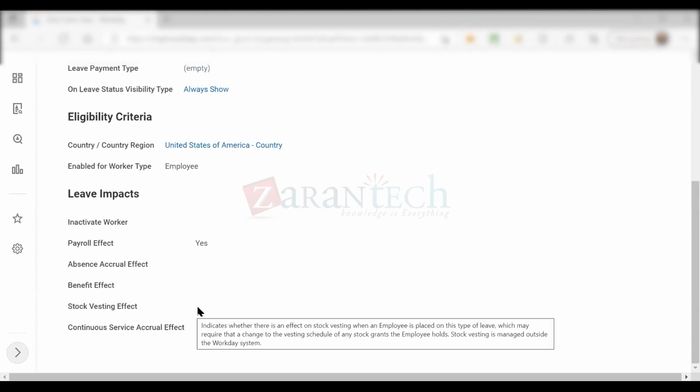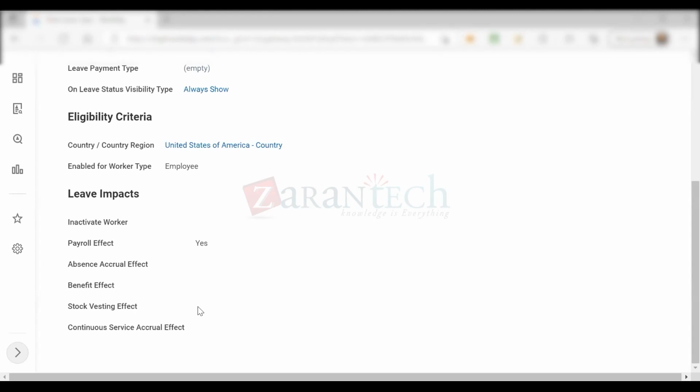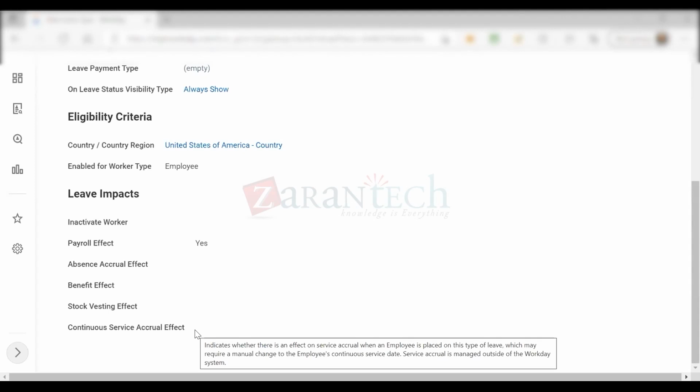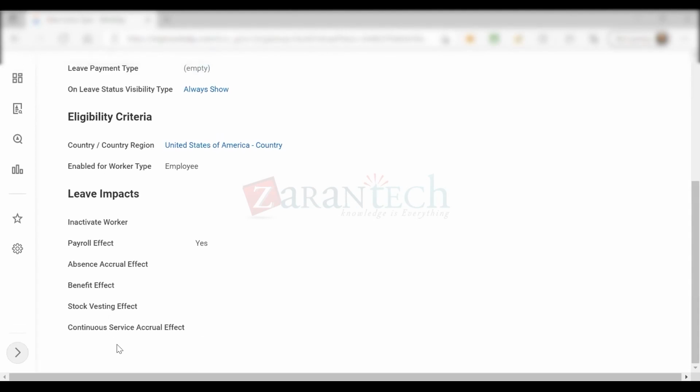Similarly, when the employee is on leave, their stock vesting should be re-triggered, or by the time the employee is on leave, the stock vesting period should be increased by that duration. Similarly, when the employee is on leave with continuous service effect as yes, it means the employee's service is stopped, and when they come back, it gets kickstarted again. So there are different effects based on what kind of leave it is.